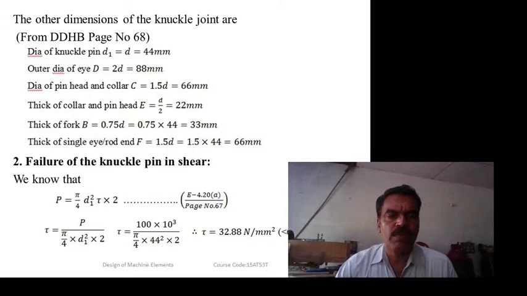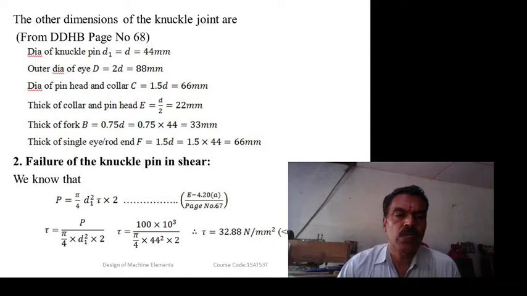We know the formula: load is equal to area into stress. Which type of stress is here? Tau, that means shear stress. Therefore pi divided by 4 into d1 square into tau into 2, because of double shear. Using this formula, you can apply all these data and find the tau value, the induced shear stress of the knuckle pin. That should be less than the given permissible value. Here also it is less than the given permissible value, hence the design of the knuckle pin is safe.